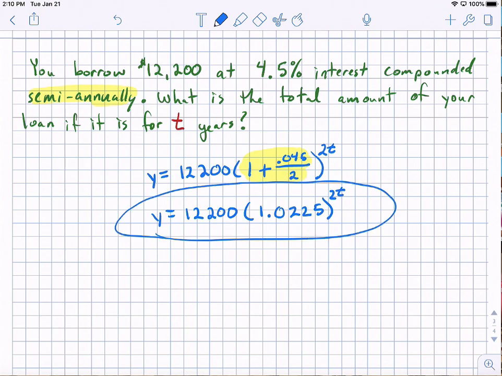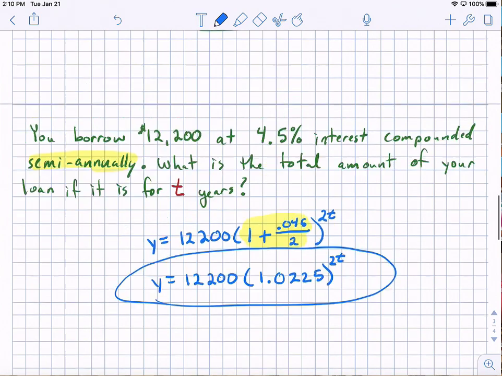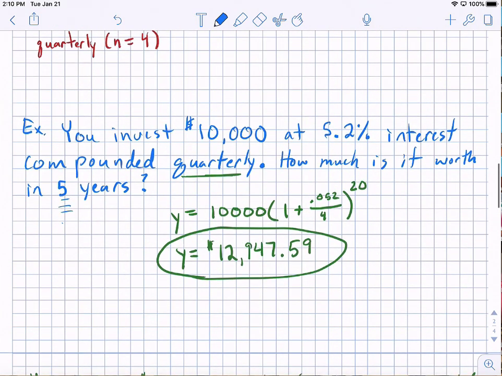I cannot simplify this any further. You cannot take 12,200 times 1.0225, because with what we have set up, we would have to do the exponent first for order of operations. On Big Ideas, it's going to be more like this type of problem instead of actually figuring out what it would be.